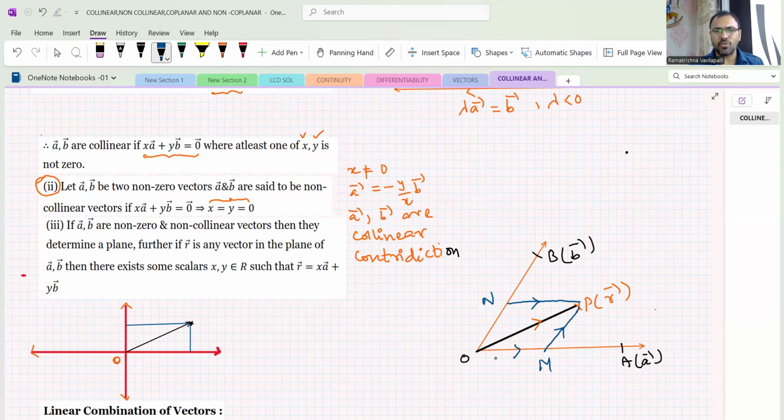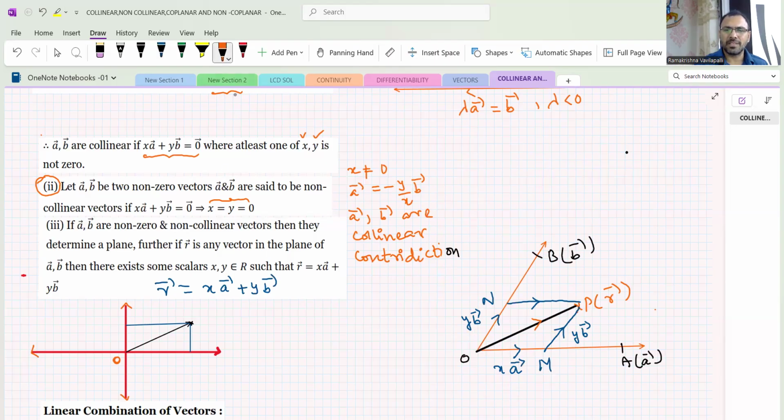So OM is collinear with a bar vector, so it is some scalar multiple of a bar vector. And ON is a scalar multiple of b bar vector. Therefore, there exist some scalars x and y, so these are x a bar and y b bar. Now apply vector addition: x a bar plus y b bar is equal to R bar vector. So any vector in the plane of a bar and b bar, we can write R bar equal to x a bar plus y b bar.